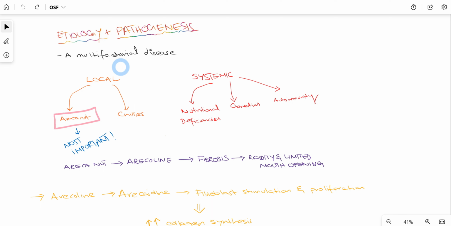Now, moving on to the etiology and pathogenesis of OSF. OSF is a multifactorial disease. It has two possible causes: either local causes or systemic causes. Firstly, the most important cause, almost always associated with OSF, is the local cause, areca nut. Chilies have also been associated, but the evidence is less conclusive as compared to consumption of areca nut. If we talk about systemic causes, we have nutritional deficiencies, sometimes genetic, and very rarely autoimmunity can also lead to OSF.